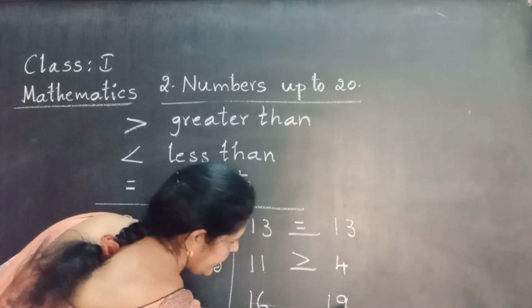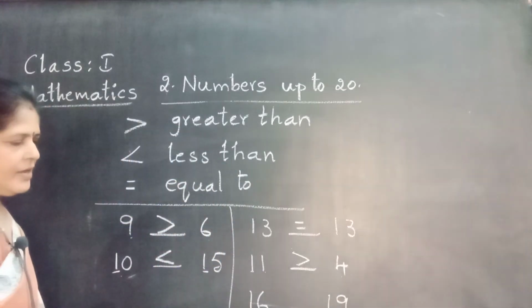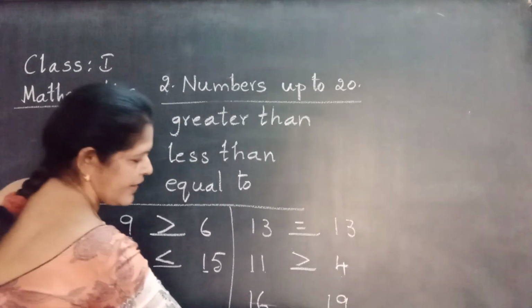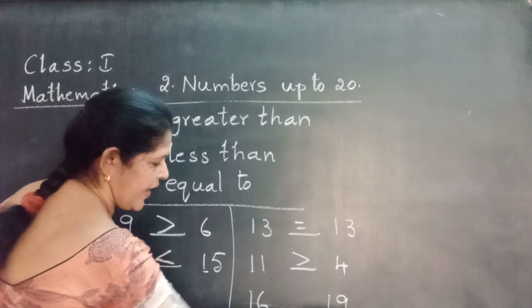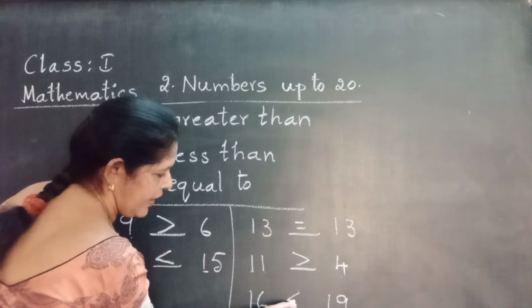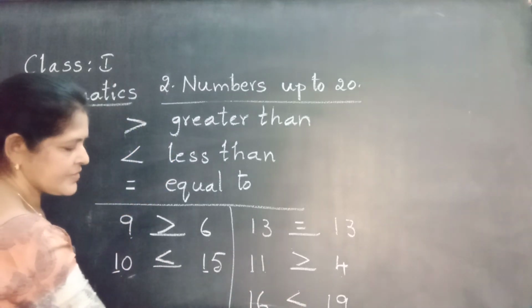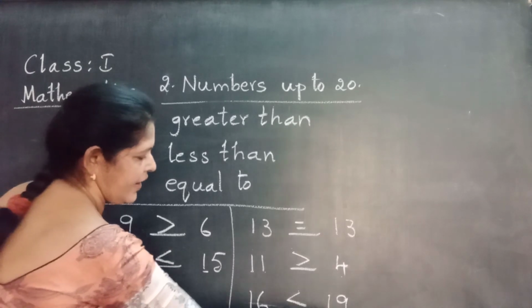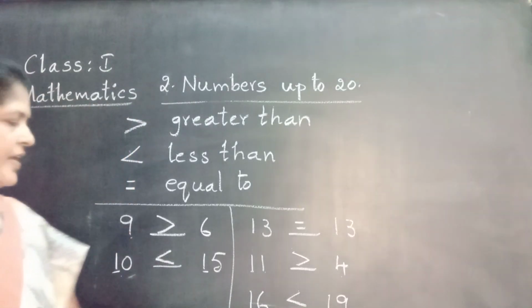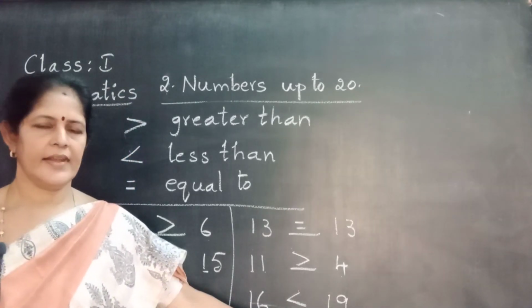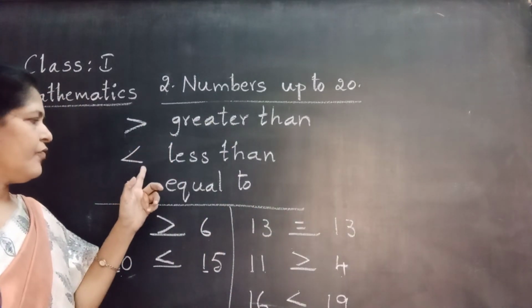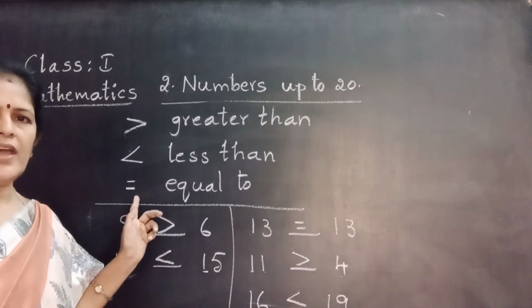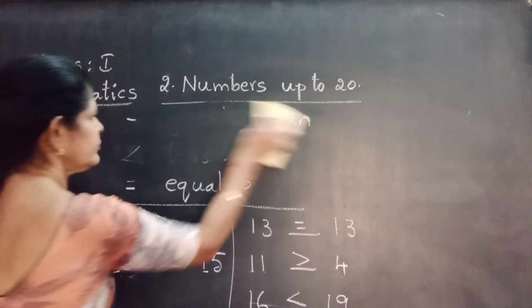16 and 19. Tens are common. 6 is small. 9 is big. Then put the symbol less than. 16 is less than 19. Greater than. Symbol for greater than. Symbol for less than. Symbol for equal to.